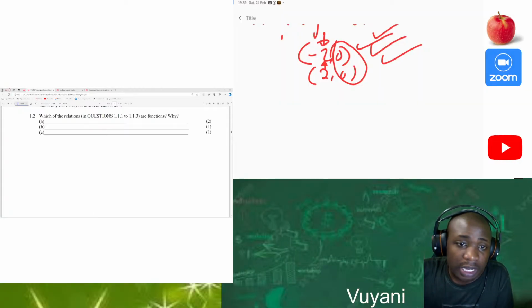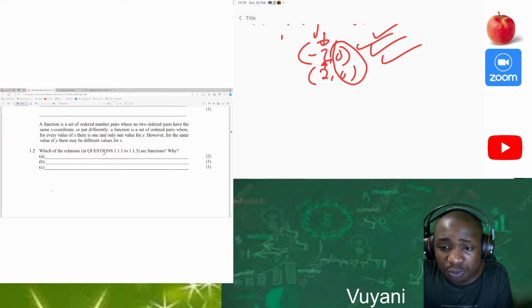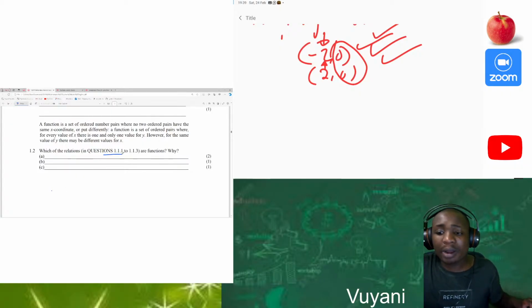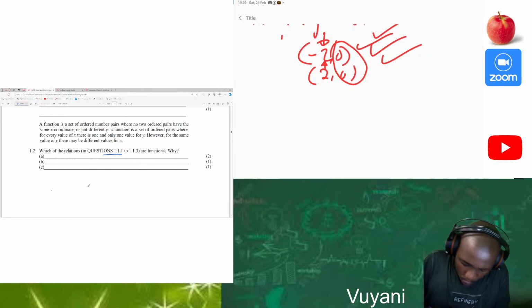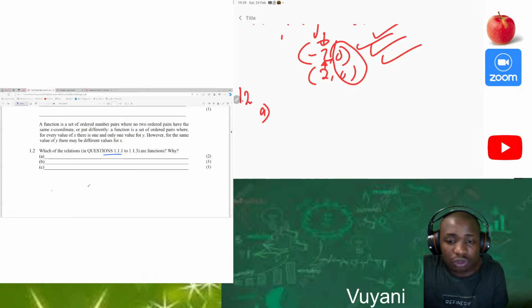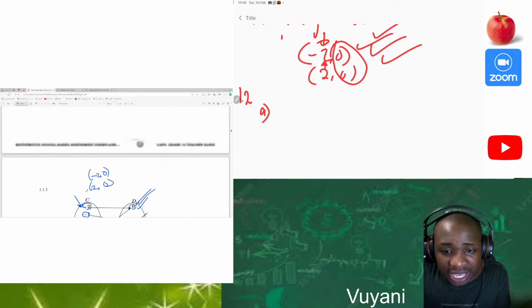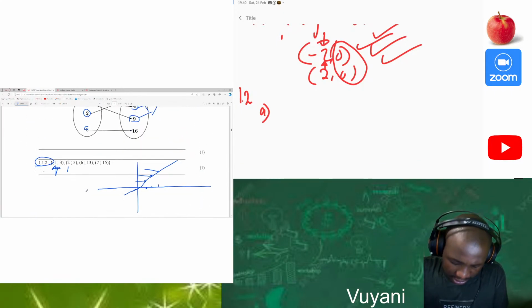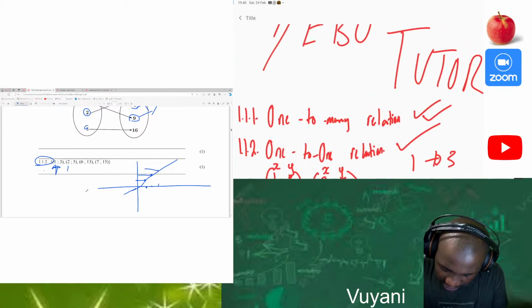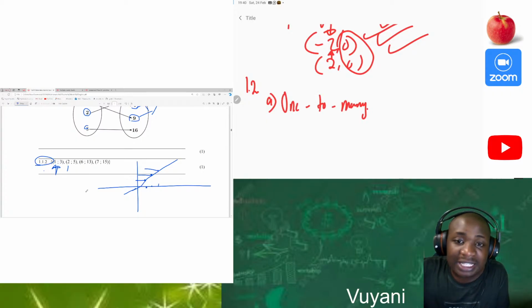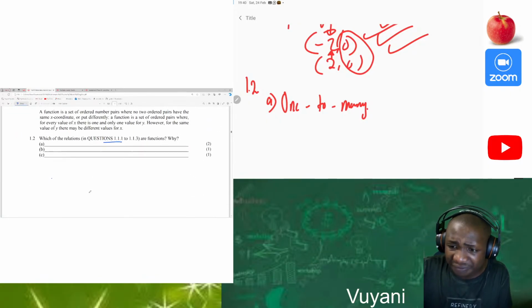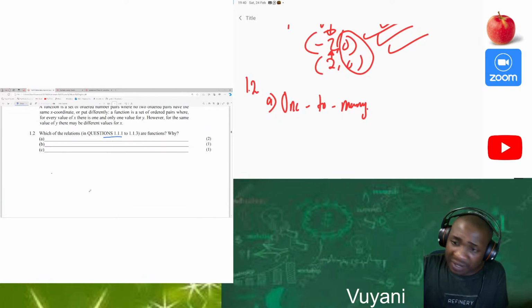Let's go. 1.2. Which of the relations in questions 1.1.1 to 1.1.3 are functions? That's nice. We need to understand what a function is and why. For instance, now we are on 1.2a. At A, we have our answer from 1.1.1, the one-to-many relation. For a one-to-many relation, they are now asking, is this a function or not? No, definitely. When it's a one-to-many relation, it can never be a function.